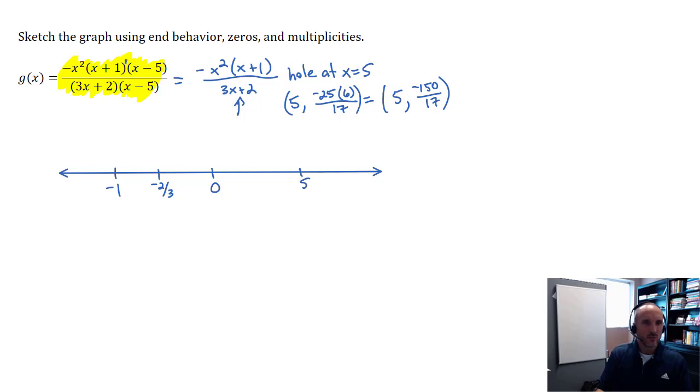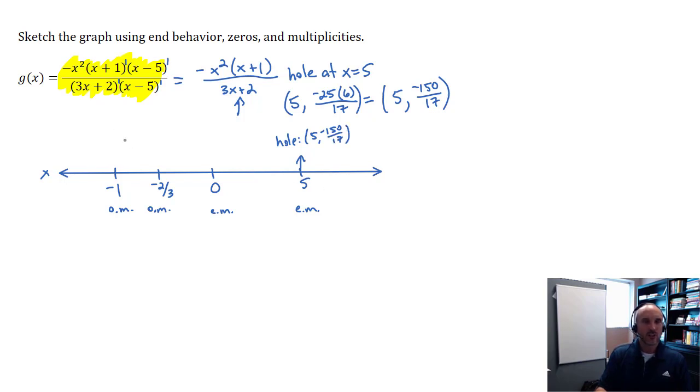So -1 and -2/3 both have odd multiplicities of 1. So I'm going to mark those as odd multiplicities. 0 has a multiplicity of 2, so that's an even multiplicity. 5 has a multiplicity of 1 on top plus another 1 on bottom, so that's an even multiplicity of 2. All right, so those are the x values. Now, we know that at 5, our graph's going to have a hole at the ordered pair 5, comma, -150/17.